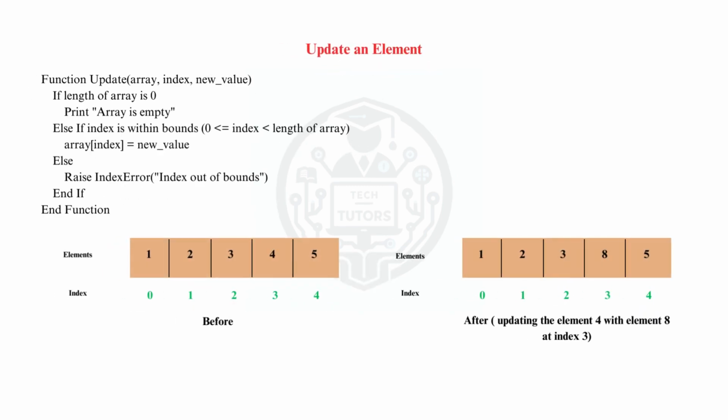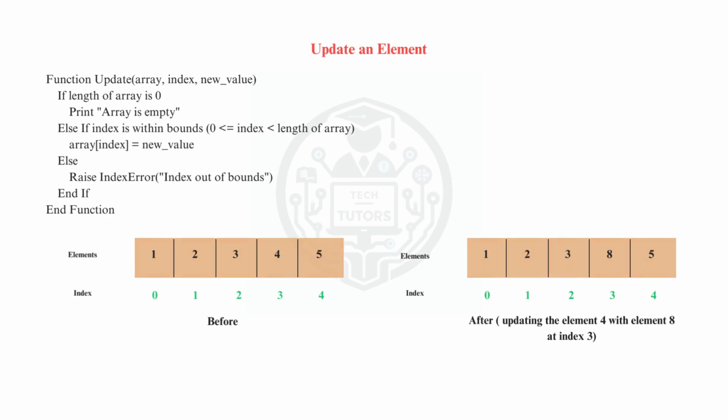The update function changes the existing value of an element at a specified index to a new value. Before updating, it checks whether the provided index is within the valid range of the array. If the index is valid, it assigns the new value to the element at that index, effectively modifying the array in place. This operation is useful for altering specific elements within the array while preserving the overall structure.